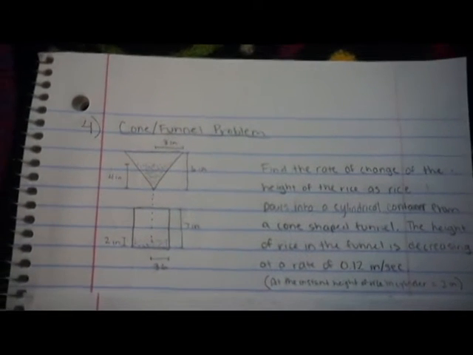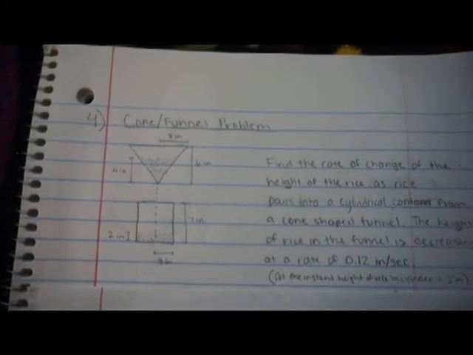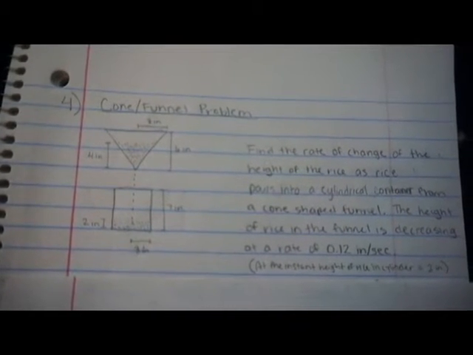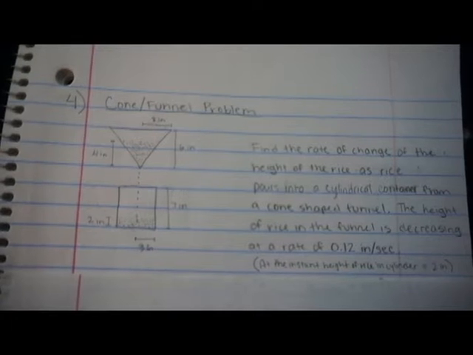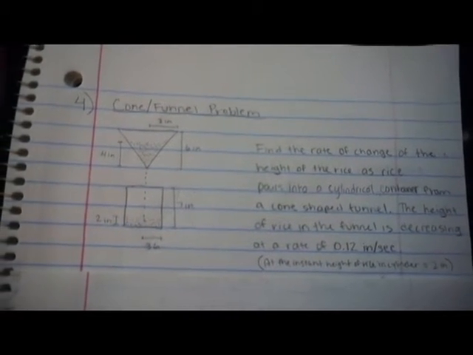So here we have a classic cone funnel problem, and we have to find the rate of change of the height of the rice as the rice pours into a cylindrical container from a cone-shaped funnel. The height of the rice in the funnel is decreasing at a rate of 0.12 inches per second, and the instant height of the rice in the cylinder is 2 inches.